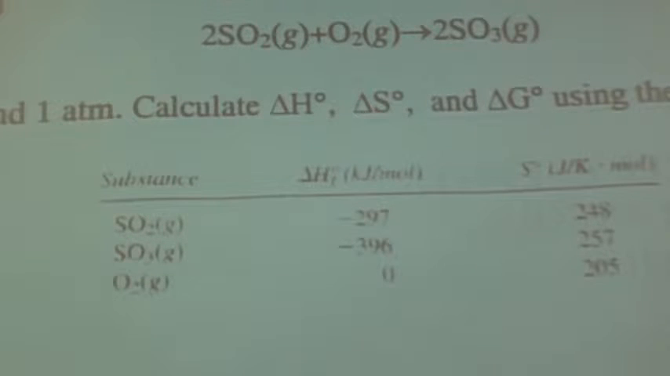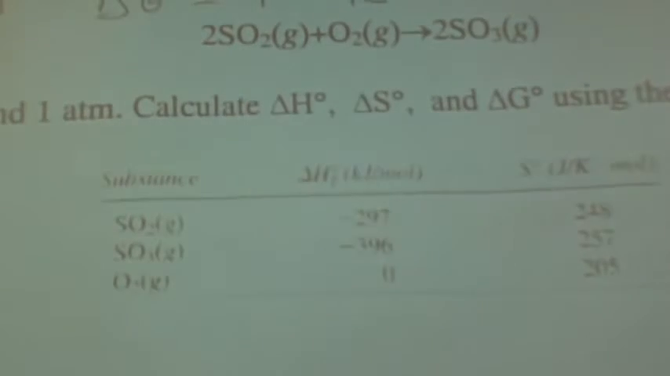Let's do this. All right, remember that delta H and delta S are both state functions, so it's products minus reactants. Guess what delta G is? State function. So it is products minus reactants as well.